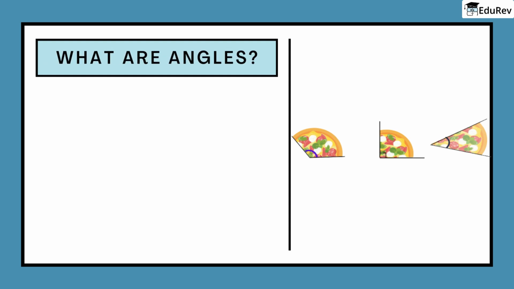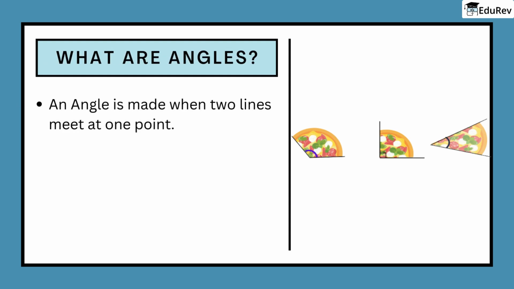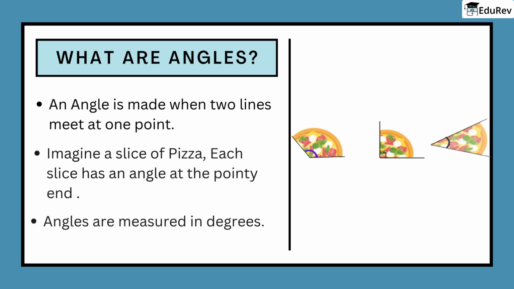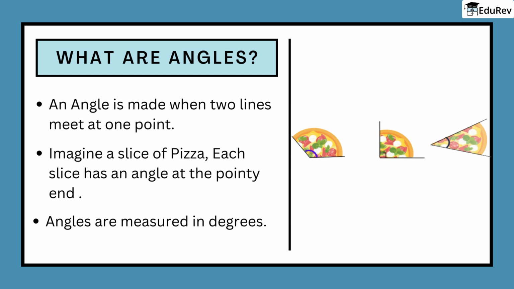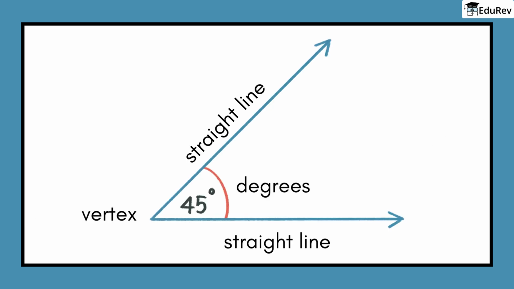Next, what are angles? An angle is made when two lines meet at one point. Imagine a slice of pizza. Each slice has an angle at the pointy end. Angles are measured in degrees.